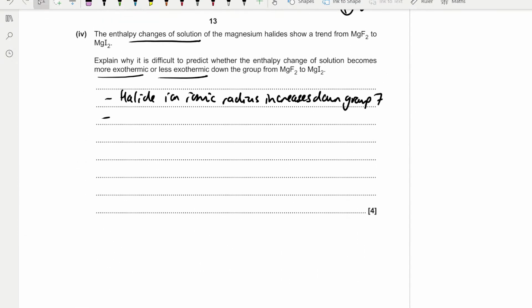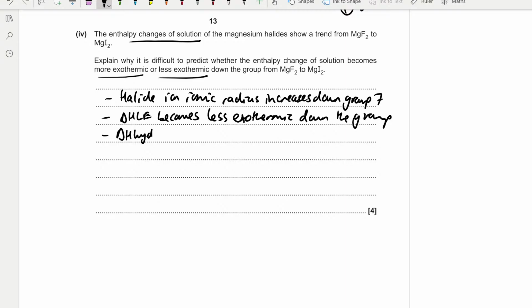So that means that our lattice enthalpy, or ΔHLE, becomes less exothermic. You don't say less negative, always say less exothermic, down the group. And then it also means that our hydration enthalpy becomes less exothermic down group 7.